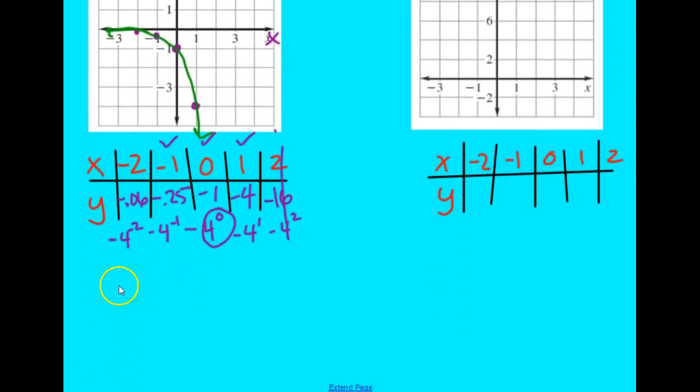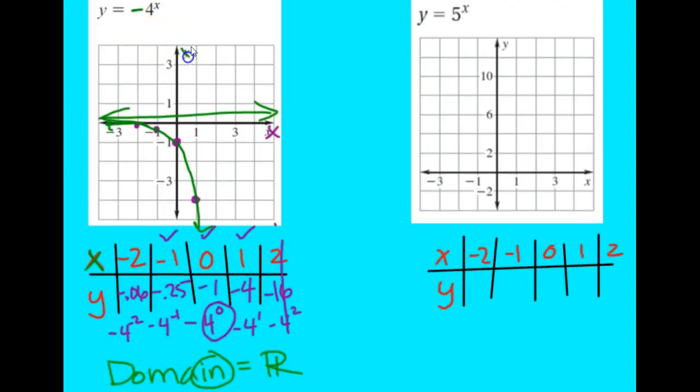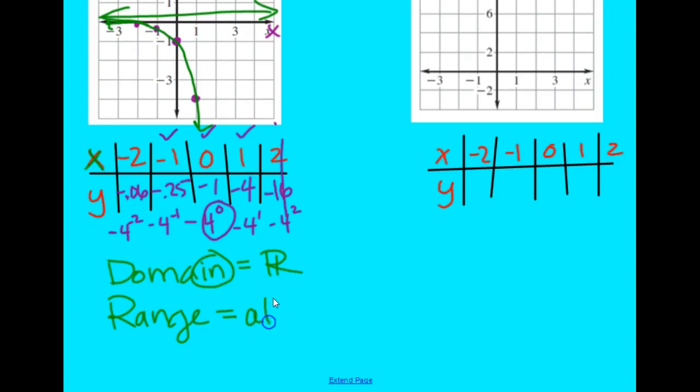So I'm going to look at our domain. First, what did we plug in? Well, for x, we could have plugged in anything we wanted, so we can choose all real numbers. We could have picked anything on our x-axis to plug in. And then our range, or our y values, are only on the negative side. There's nothing in the positive, so our y values, our range, are all negative real numbers.